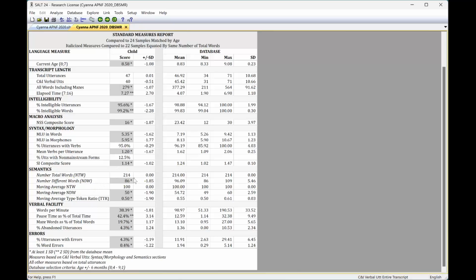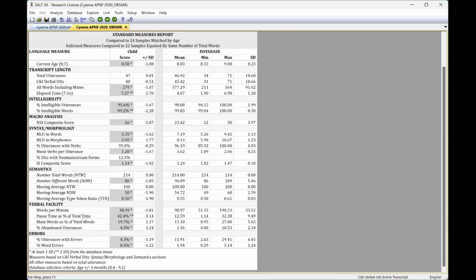Semantics, total number of words. We're cutting this on same number of total words, so that will be the same. Number of different words, however, she had 86 different words compared to the database average of 96. So that was a little bit lower, 1.85 lower than the database mean. The moving average number of different words scans your transcript and goes number of different words for utterances 1 through 10 and then 2 through 11. So it's a more robust measure if we do a moving average rather than just total average. So also that number was a little bit lower. And then verbal facility.